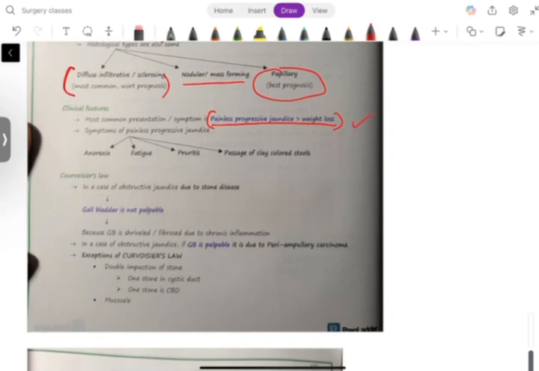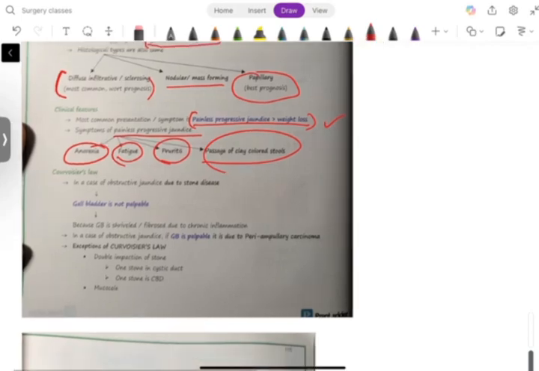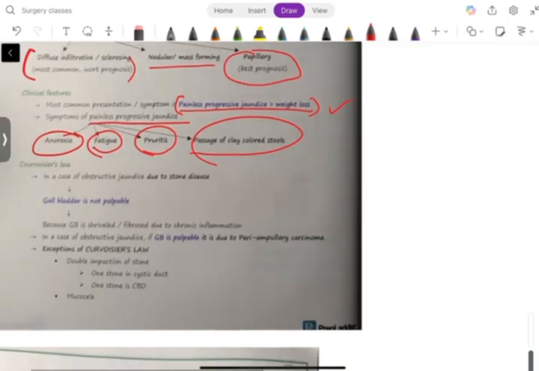And then there will be symptoms of painless progressive jaundice like anorexia, fatigue, pruritus, and passage of clay colored stools. These are all the symptoms in case of both gallbladder carcinoma and cholangiocarcinoma. Okay. After this, we need to know about a law called Courvoisier's law.